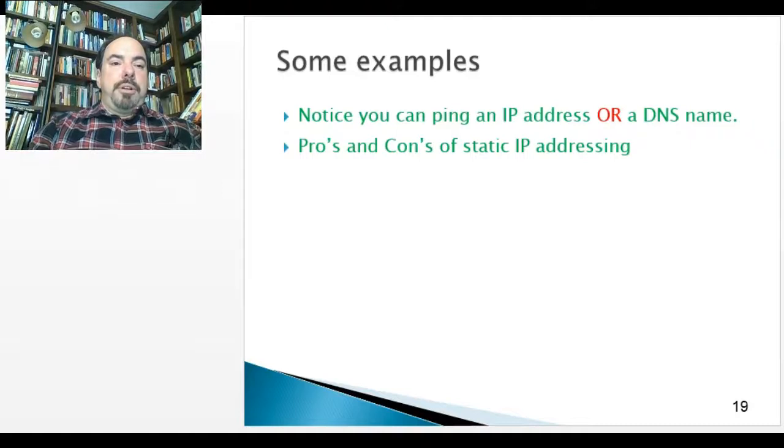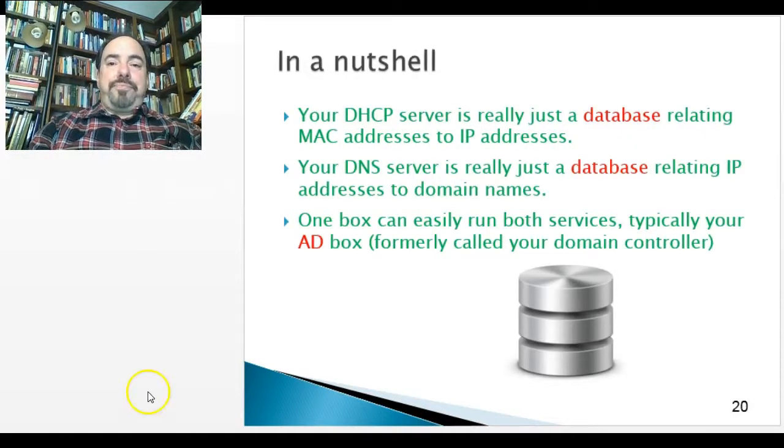So in a nutshell, these are both databases. There's a DHCP database and a DNS database on the back end of that interface I showed you. It's a database that resolves MAC addresses, so the MAC address on your network card, to an IP address. And the DNS server is a database matching IP addresses to domain names. So MAC addresses to IP addresses to domain names, and they're typically run on an AD box, or if you're in a Linux environment, an LDAP box.